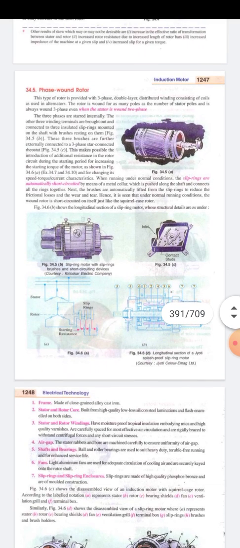Now, the phase wound type rotor. In this type of rotor, usually a three-phase double layer distributed winding is provided, consisting of coils as used in alternators.